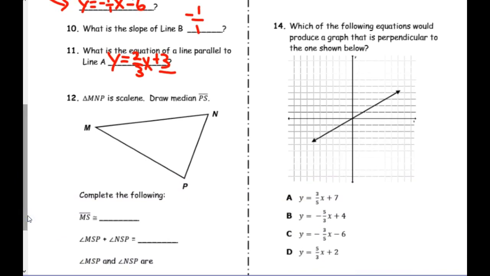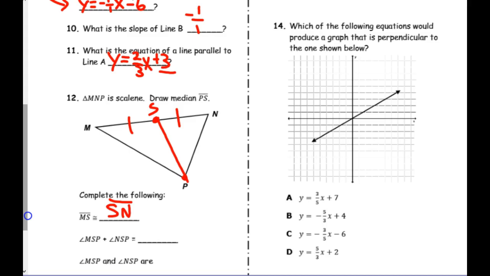MNP is scalene. Draw the median at PS. So P is here. S needs to be a midpoint. So I connect that. We want to complete the following. MS is congruent to what? So like I just marked, one tick mark is on MS. So SN also will have one tick mark.